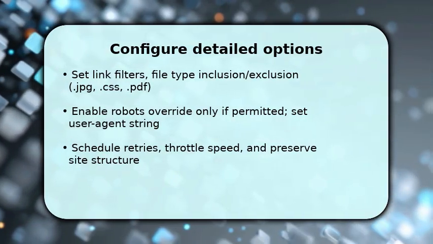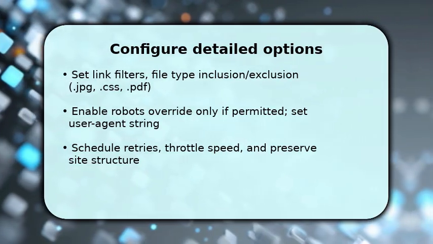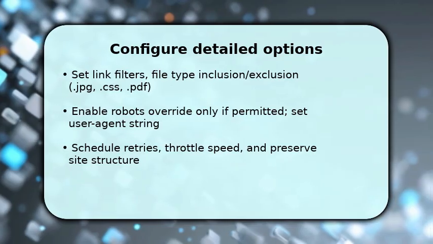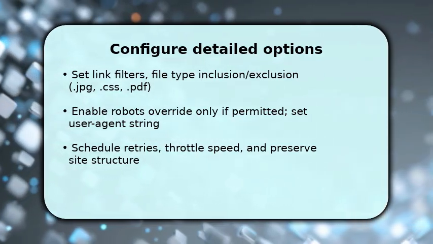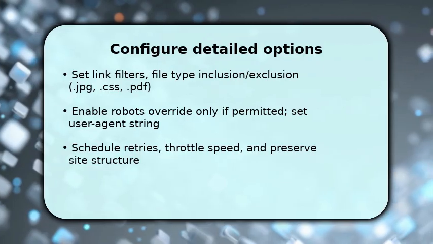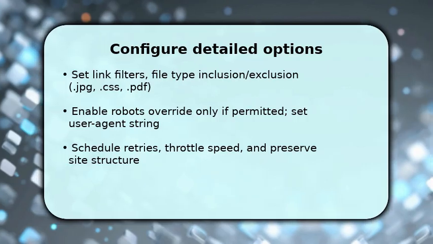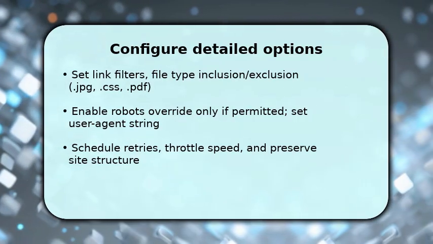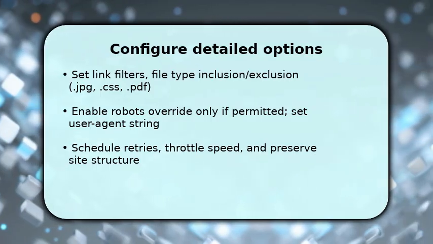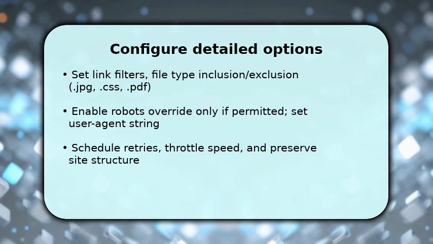You should set link filters to include necessary file types like HTML, CSS, JS, and exclude large media if unnecessary. That reduces size and time. Make sure to configure retry limits, throttle speeds, and a sensible user agent. Avoid breaking robots' rules unless you have permission. Also enable the option to preserve site folder structure so local links remain intact, which simplifies navigation later on.